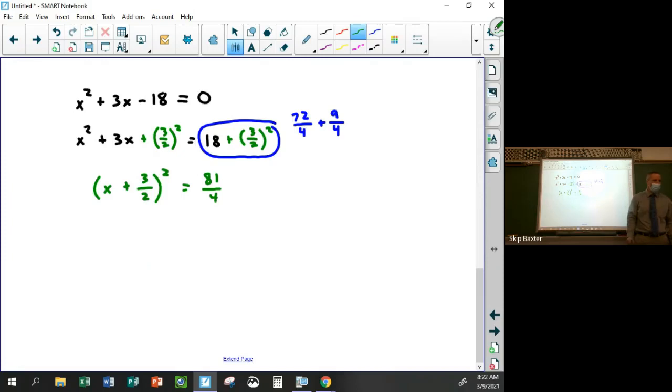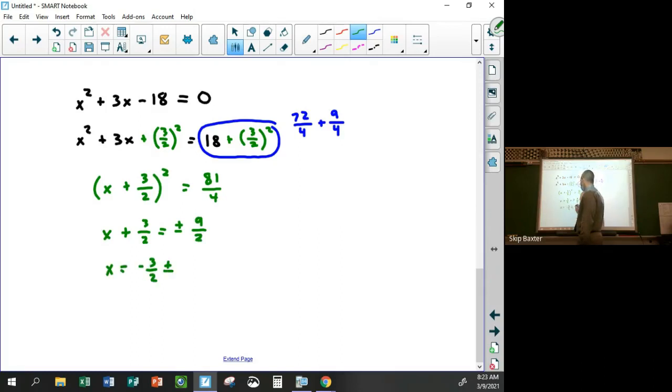What's the square root of that? 9 halves. So this is x plus 3 halves equals plus or minus 9 halves. So x equals negative 3 halves plus or minus 9 halves. So negative 3 plus 9 would be 6. 6 halves is 3. And negative 3 minus 9 is negative 12. Negative 12 halves is negative 6.